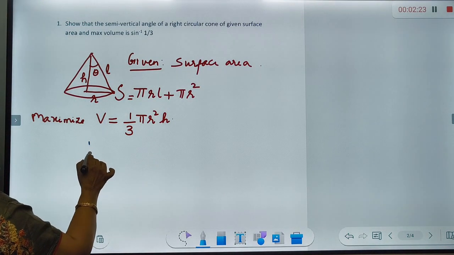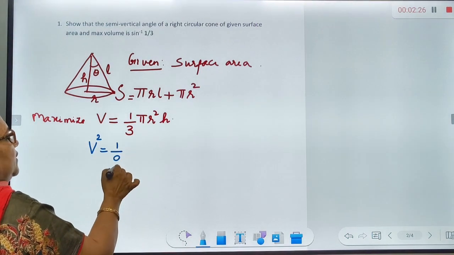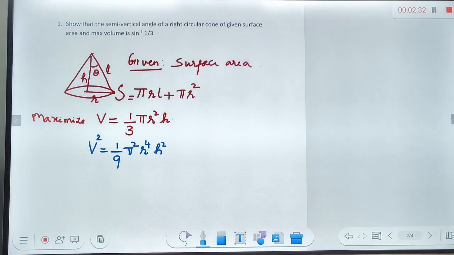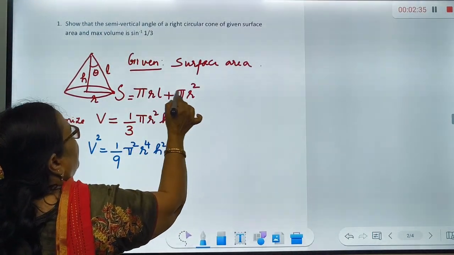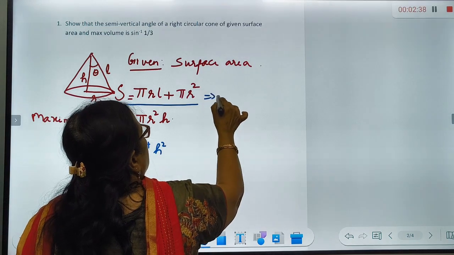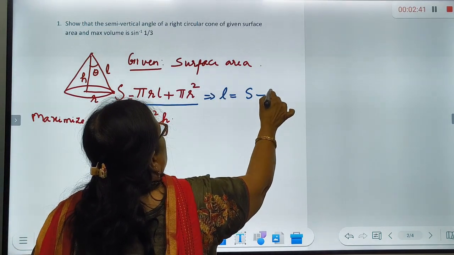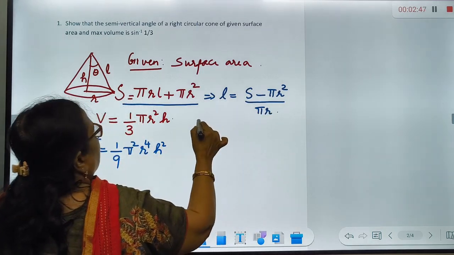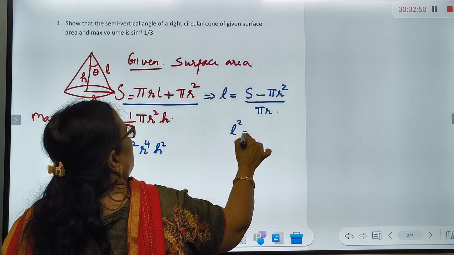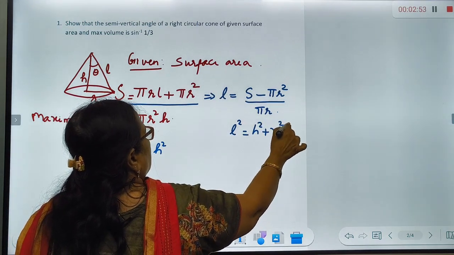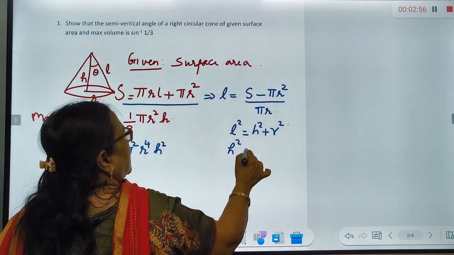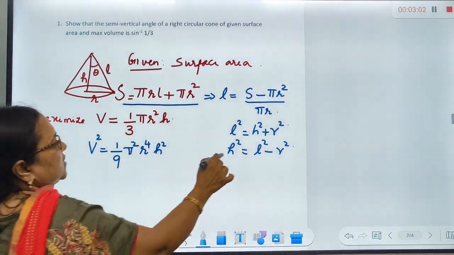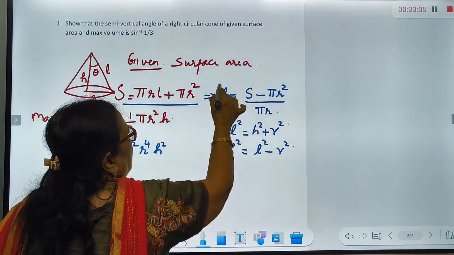Okay. Now V square equal to 1 by 9 pi square r power 4 h square. So we have to substitute for h square, but we only know from here L equal to s minus pi r square by pi r, and we also know L square equal to h square plus r square, or h square equal to L square minus r square. Okay, so this is very important.